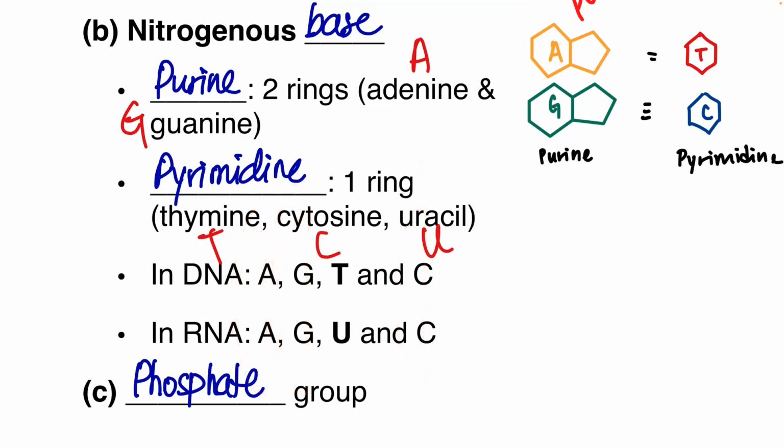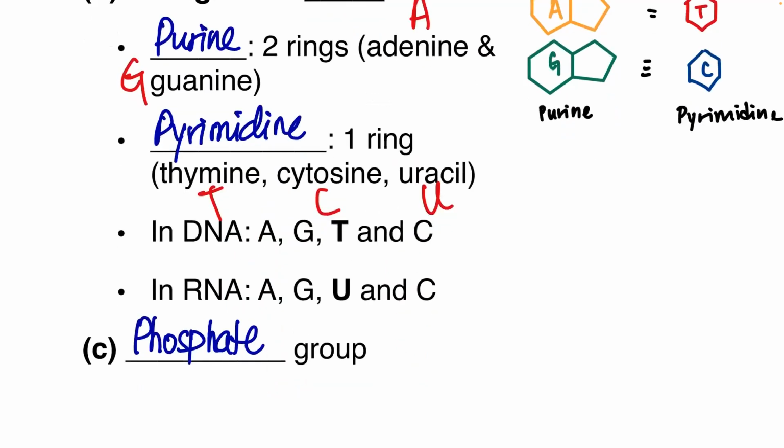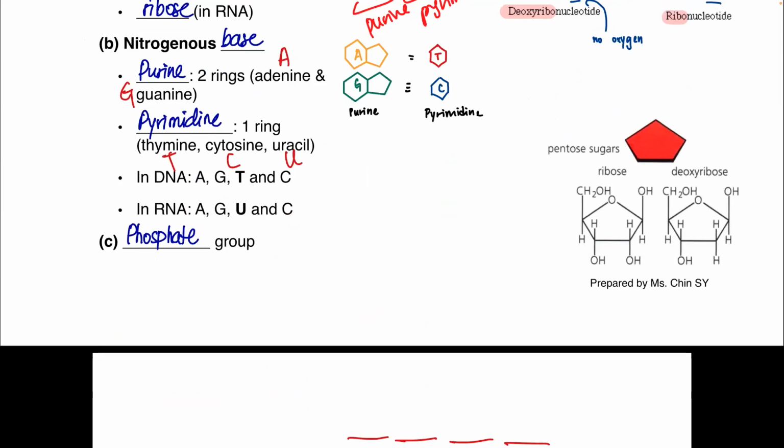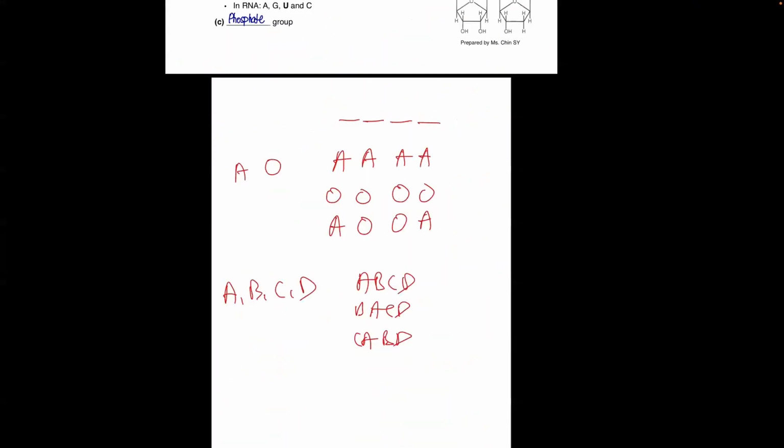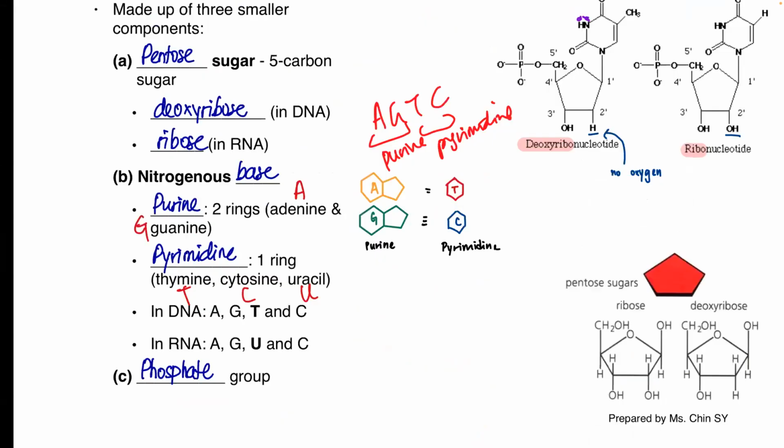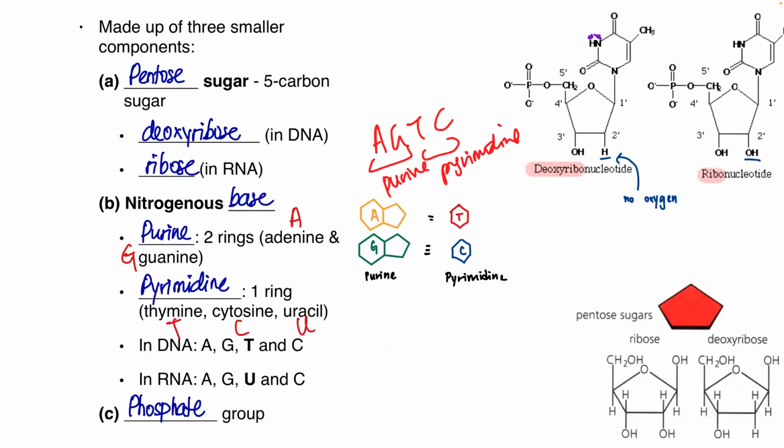But of course, they differ in the sugar, and then a phosphate group. So it's important to know that it is this AGTC that serves as information storage.